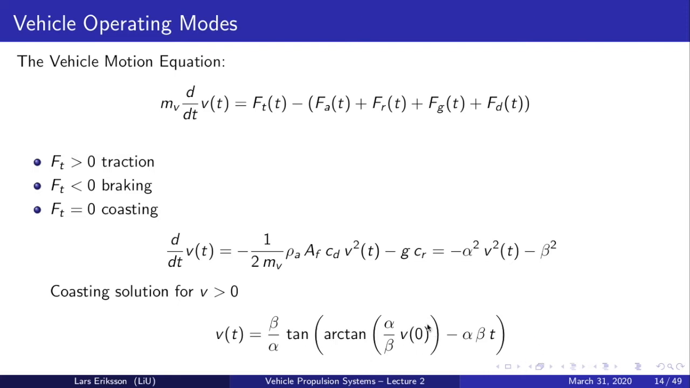If we start at a certain velocity, for example 100 kilometers an hour, then as time evolves, the vehicle velocity will decrease and it will reach 0 velocity after finite time. This is an example of how this equation can be used. Another example will come in a few slides.